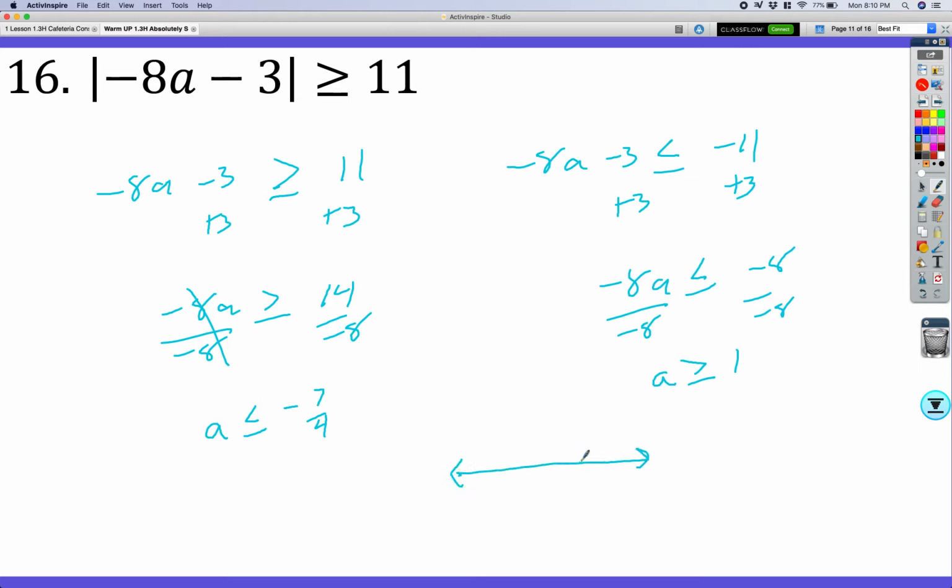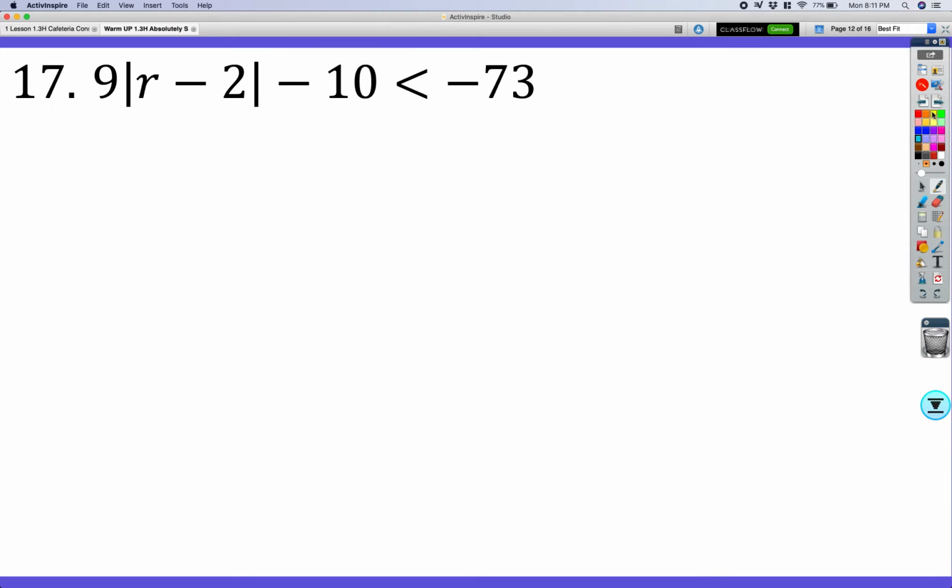an OR problem where I have 1 right here. I'm going to shade greater than and fill this in. And then I'm going to have negative 7 over 4, filled in, and it's less than, so it'll be over here. 0 would be about right there. Okay. We got a little bit more to do here, so let's go ahead and look at this.